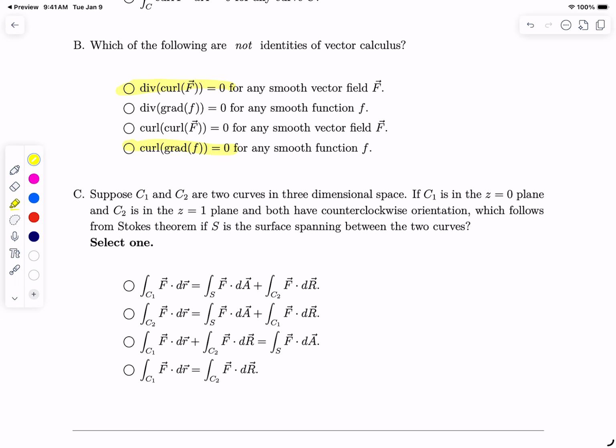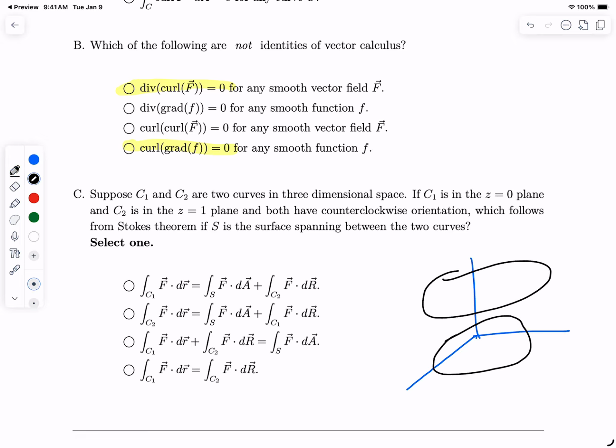Yeah. How about this one? Suppose C1 and C2 are two curves in three-dimensional space. C1 is in the z is equal to 0 plane, and C2 is in the z is equal to 1 plane. Like z is equal to 0 is something here, a curve, and there's a curve here at z is equal to 1. Both have counterclockwise orientation, which follows from Stokes theorem. Stokes theorem, if S is a surface spanning between the two. Because we have, I think, done this thing.